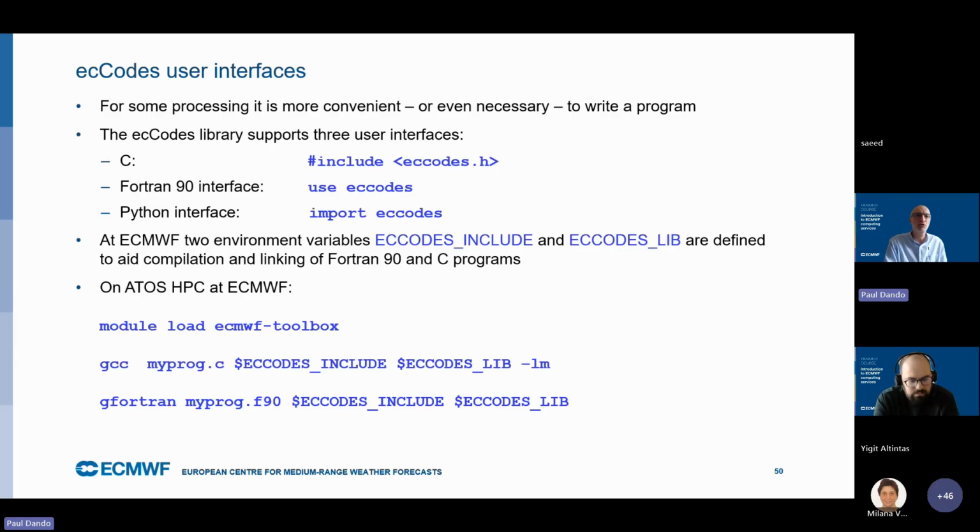And as I mentioned right at the start, the ecCodes library supports 3 user interfaces. So you have the C, which used to be the native interface, and you can access it from C by including the eccodes.h header file in your own C program. It has a Fortran 90 interface, so you have Fortran 90 modules, which you can access with use eccodes. Or the Python interface, you can just import eccodes as the Python module. And in this course today, we will concentrate just on the Python interface.